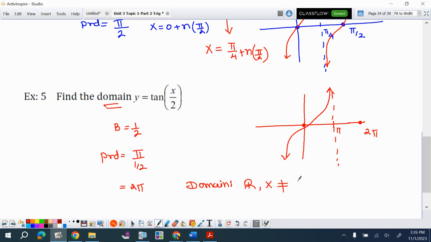I'm having a hard time writing. x cannot be pi plus n times 2 pi. Somehow my pen is not working anymore. So let's take a look: the first asymptote is at pi and it repeats at every 2 pi.